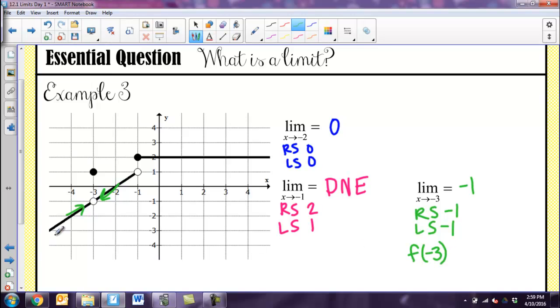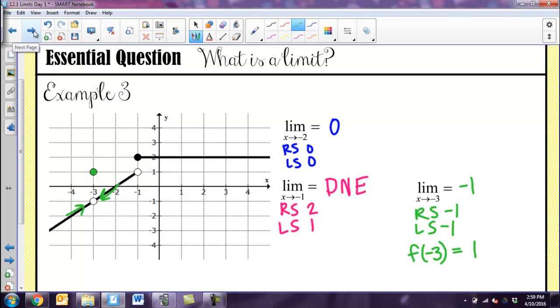Now if they asked you to find the value of f of -3, the value of the function, I have to look for that filled in circle. Since there's an open circle here, my actual value of my function there would be +1. And that can happen. That's okay. We still have a limit that exists because my graph is getting closer and closer to that point. It doesn't have to actually equal it. The function value doesn't have to equal.